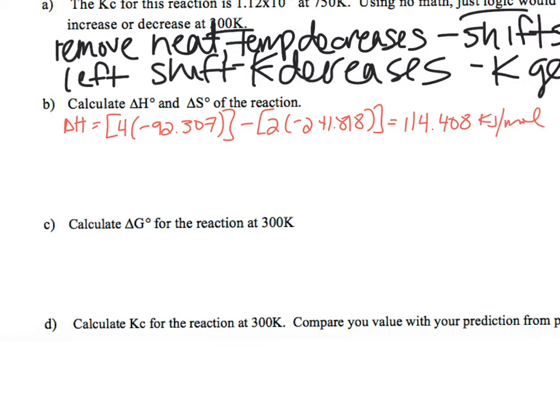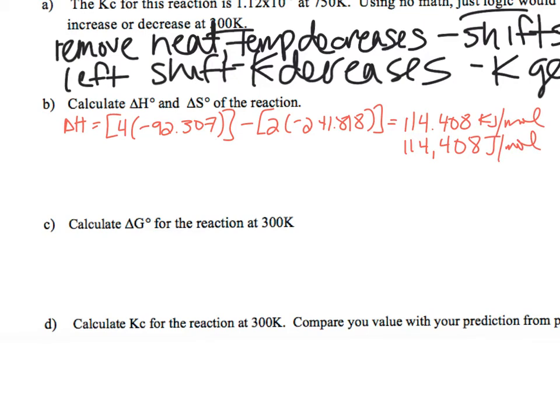Now, I know I'm going to have to solve for K at some point, so I know I'm going to have to use negative RT ln K, so I know I'm going to have to be in joules. So I'm just going to go ahead and immediately convert this to 114,408 joules per mole. All right, so that is my delta H.